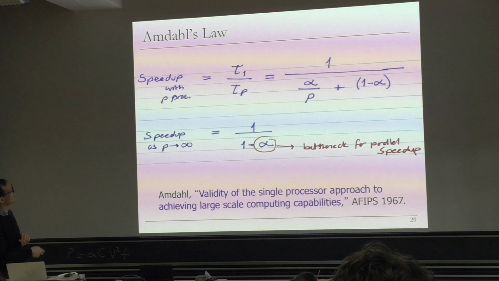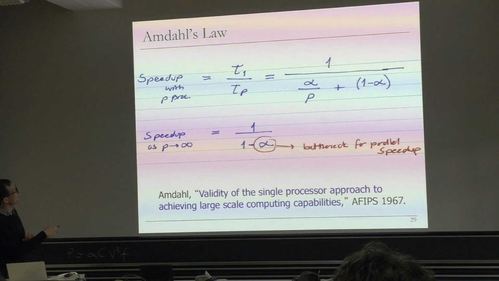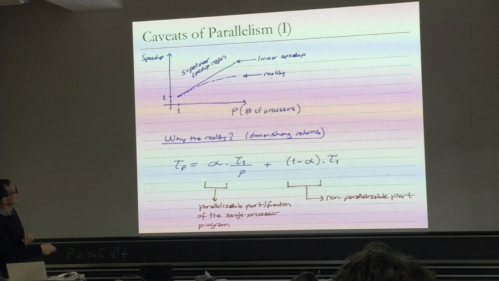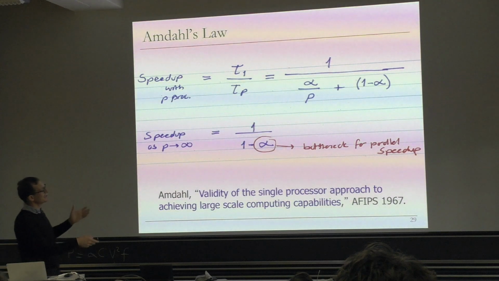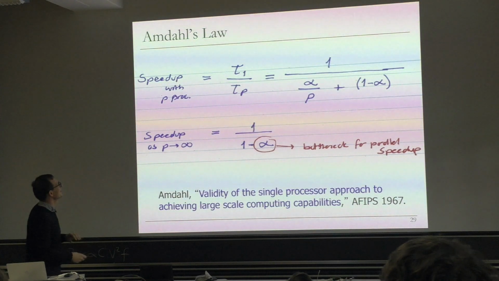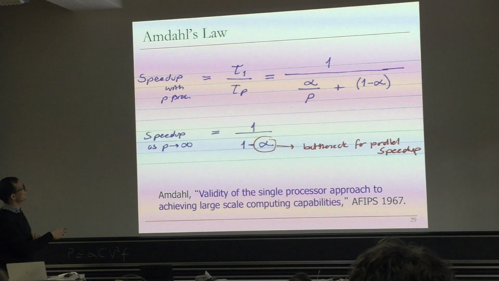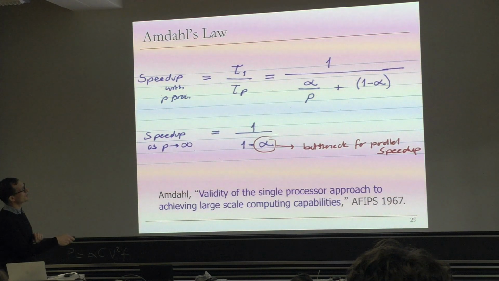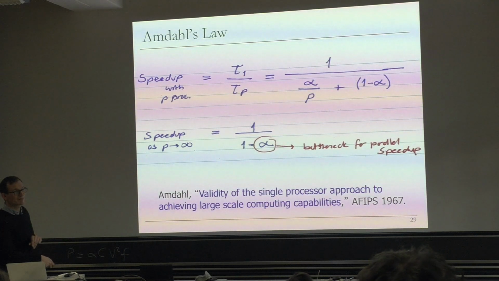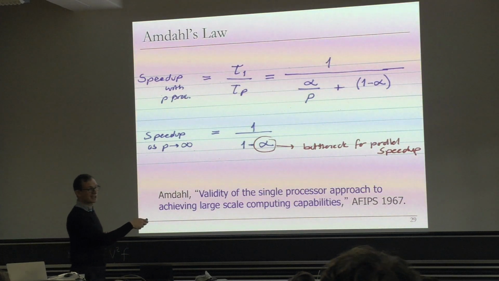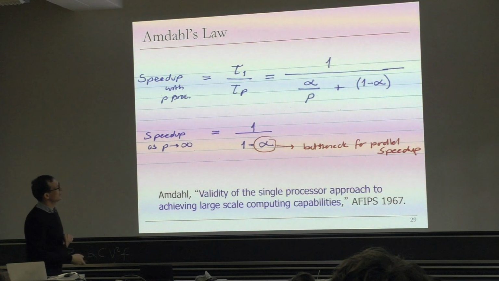And if you rewrite this, you get this one. If you rewrite the speed up, you basically look at T1 divided by TP, and it looks like this. And that's again Amdahl's law, looked in a different way. And your speed up as P goes to infinity approaches this, 1 divided by 1 minus alpha, assuming this is completely parallel again. And that's the bottleneck for parallel speed up.